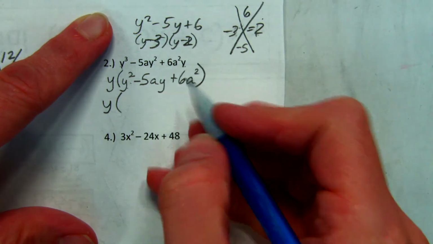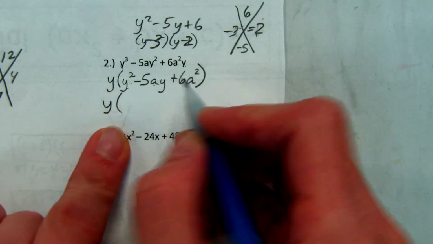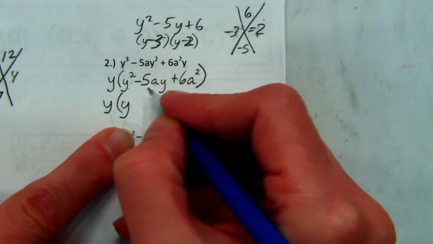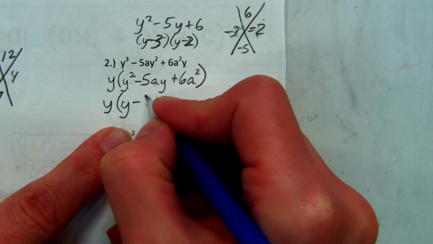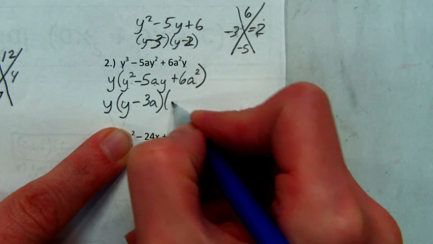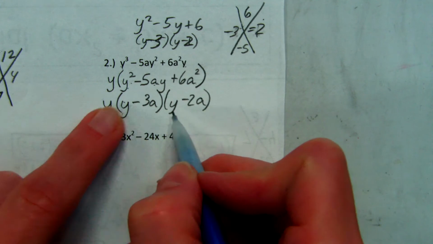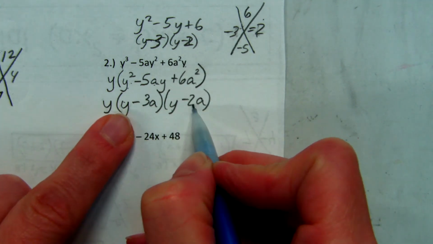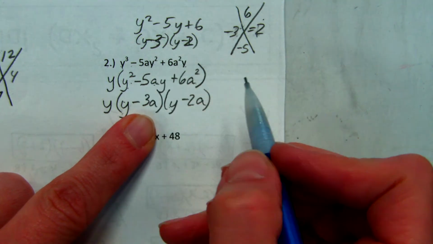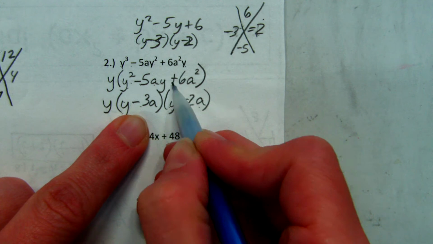I am. So now they've added an a and an a squared in here. We'll go ahead and add the a's in, and then I'll show you that it works. Instead of y minus 3, I'm going to have y minus 3a. Instead of y minus 2, I'm going to have y minus 2a. And then if I foiled that out, I'd get y squared minus 2ay minus 3ay, which would give you the minus 5ay right here. And then negative 3a times negative 2a is positive 6a squared.